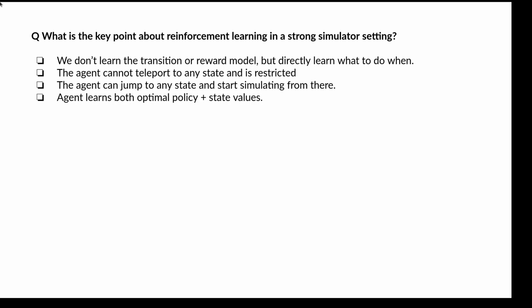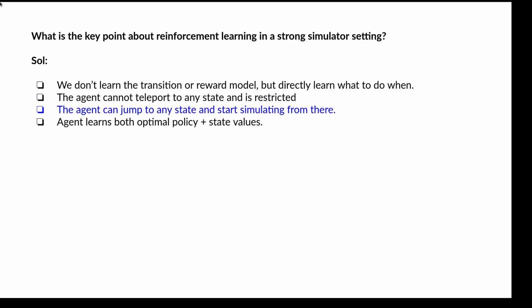The agent learns both optimal policy and value function. What is needed? It can learn only one thing and from there the other thing can be mapped easily. So it needs to learn either of them, right? So the option would be the third one: the agent can jump from any state to another state. This is the right answer.